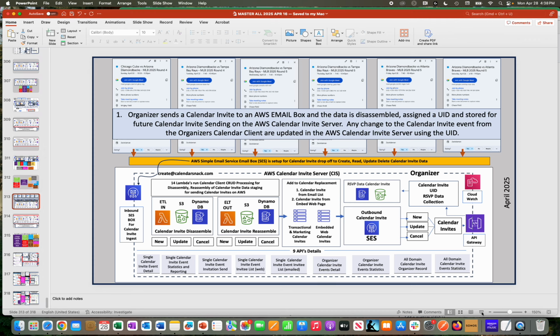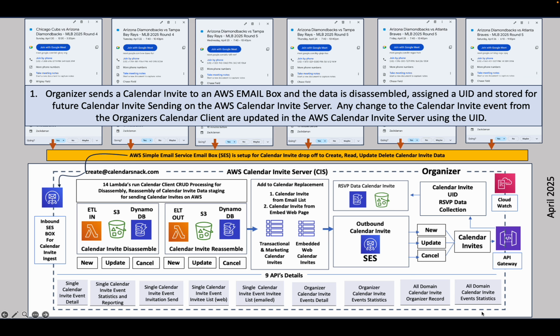Thanks for stopping by. It's April 2025, and this is all about the AWS calendar invite server we built. We call it CIS. You see it right there.